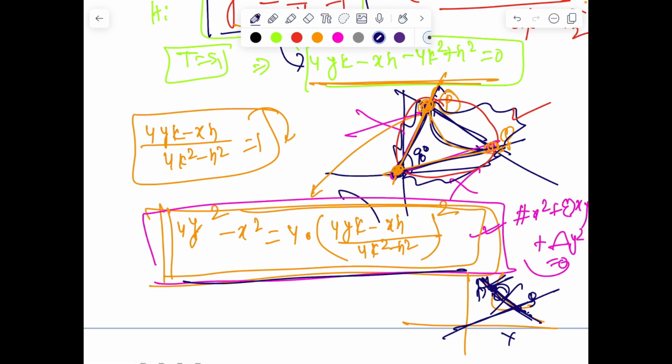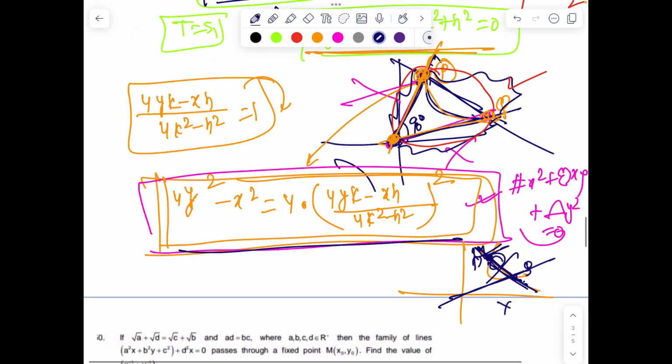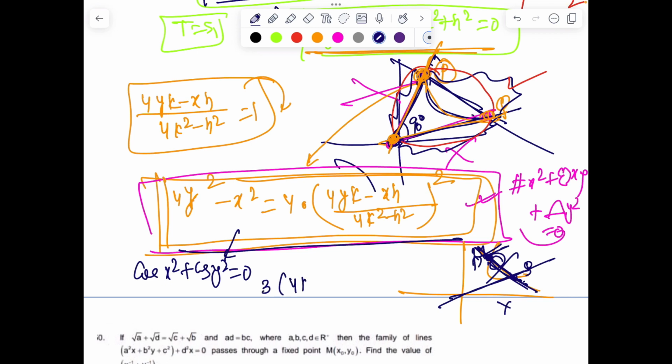Now once we homogenize this, the direct consequence will be that the coefficient of x square plus the coefficient of y square must be 0, and that gives me 3 times (4k square minus h square) whole square equals 4 times (16k square plus h square) plus x square.